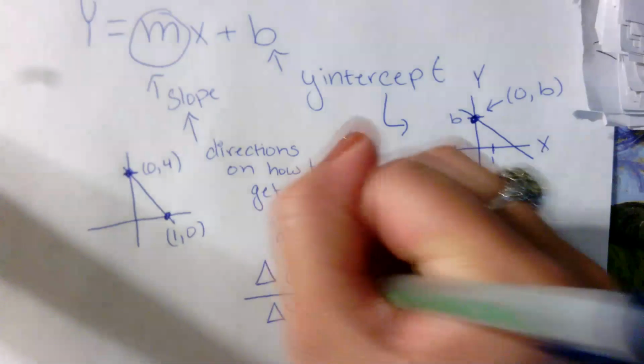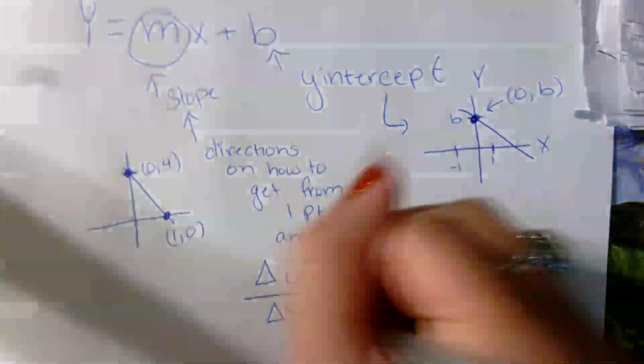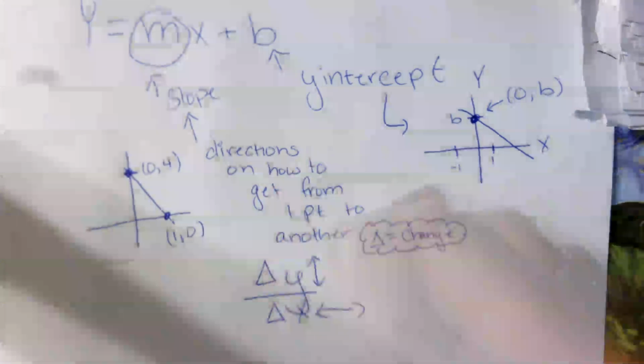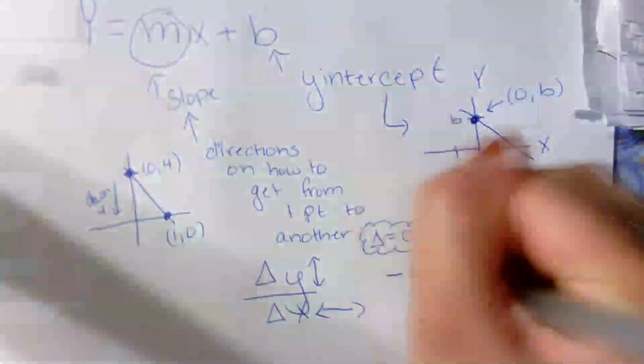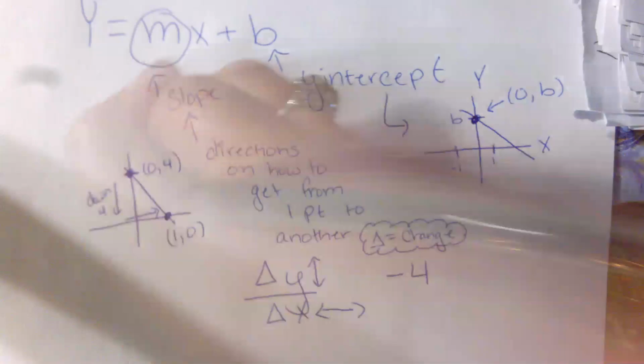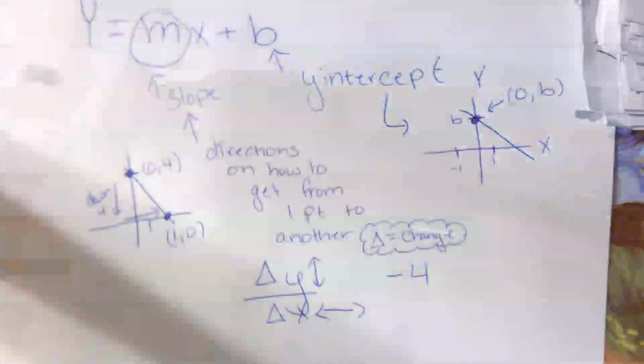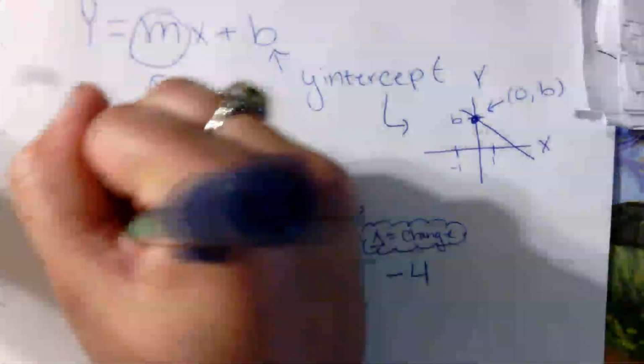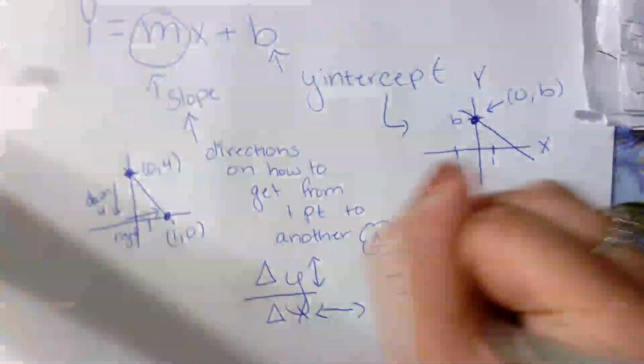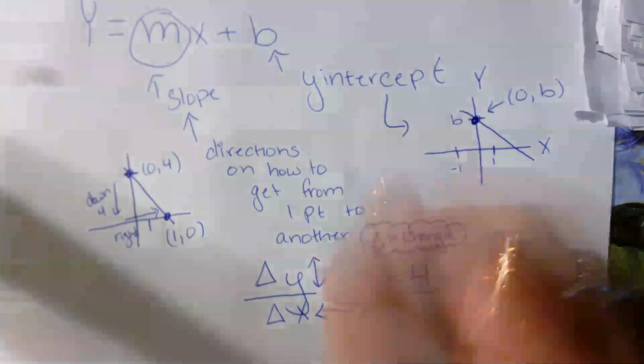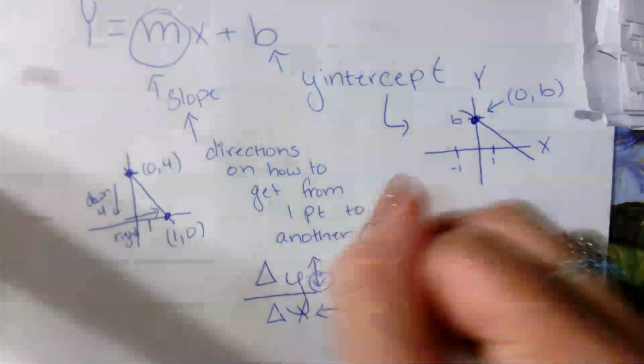Your change in y tells you how much to go up or down to get to the next point, and your change in x tells you how much to go left or right to get to the next point. So here, my change in y, if I went down 4, that's -4 for my change in y. And here, for my change in x, if I went right 1, then that's 1 for my change in x. Notice I made it negative when I went down and positive when I went right.